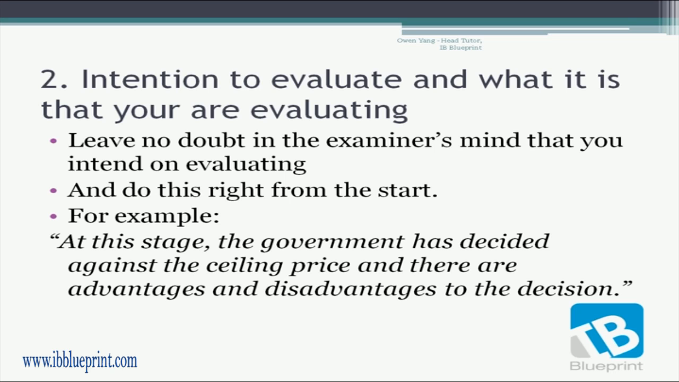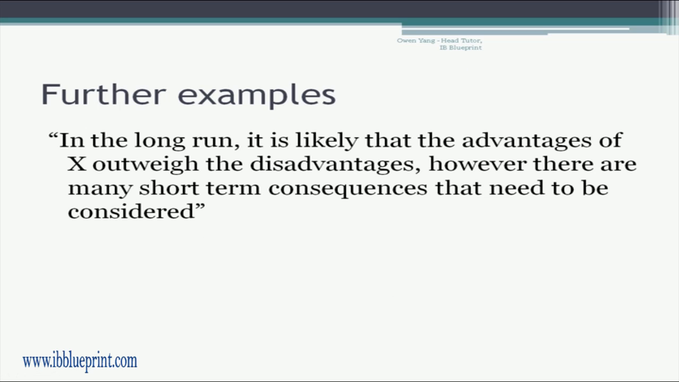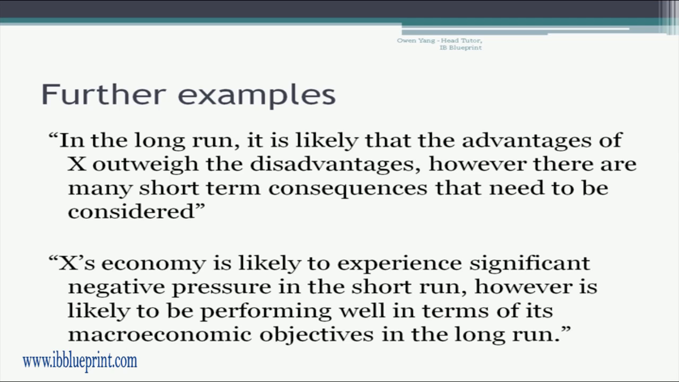For example, this could be, at this stage, the government has decided against the ceiling price, and there are advantages and disadvantages to the decision. Or, in the long run, it is likely that the advantages of X outweigh the disadvantages. However, there are many short-term consequences that need to be considered. X, in this case, could simply be supply-side policies. Next, X's economy is likely to experience significant negative pressures in the short run. However, it is likely to be performing well in terms of its macroeconomic objectives in the long run.